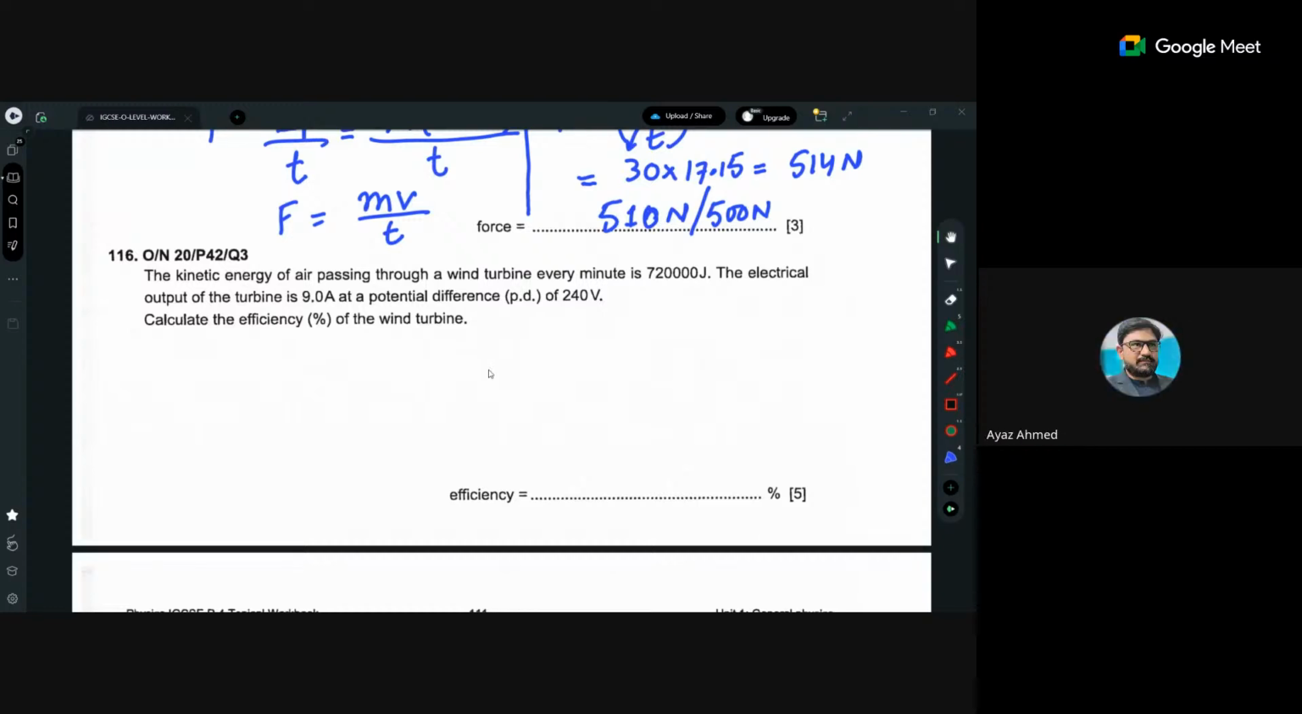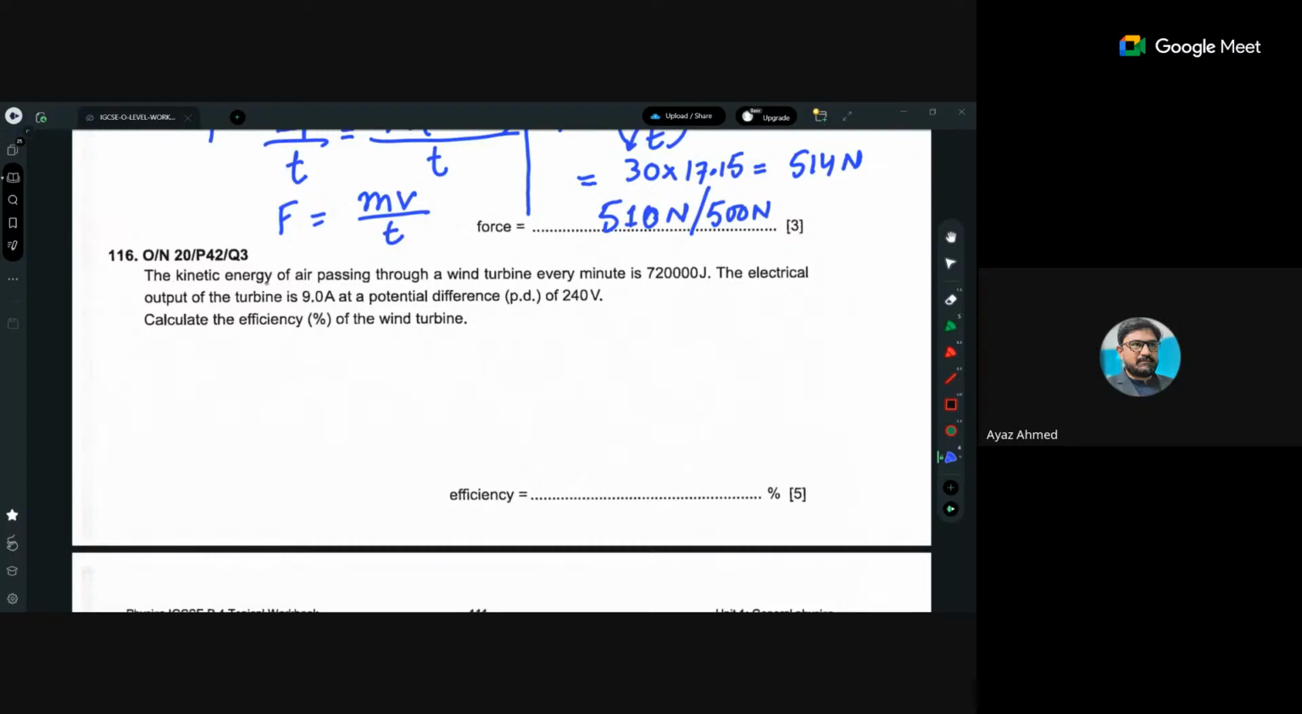Okay, so we are going to discuss these papers, I mean, the questions on theory parts here. This is October/November 2020, paper 42, question number 3. And in this question, the situation is related to electrical energy and kinetic energy.